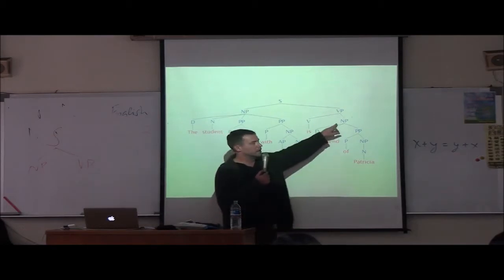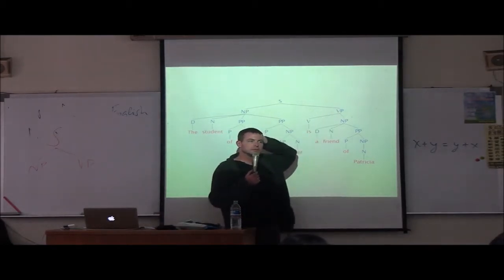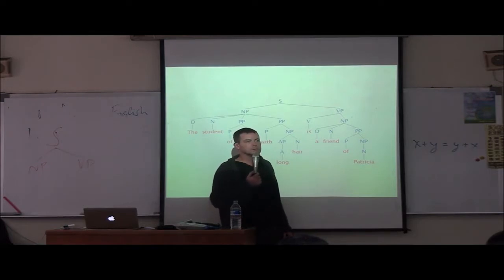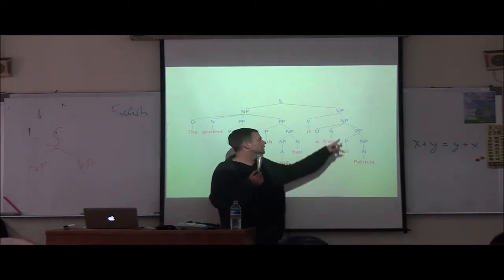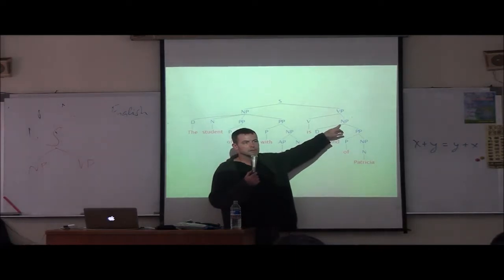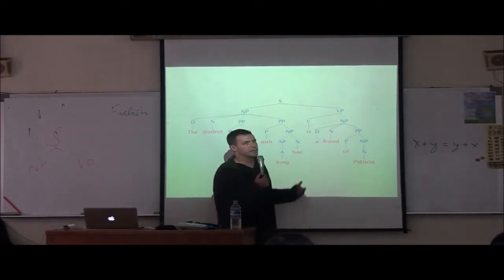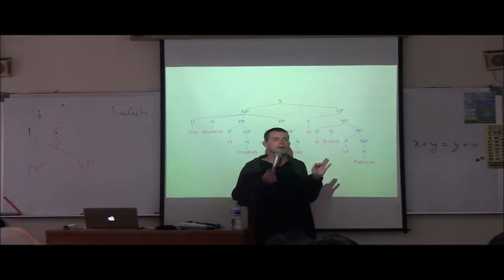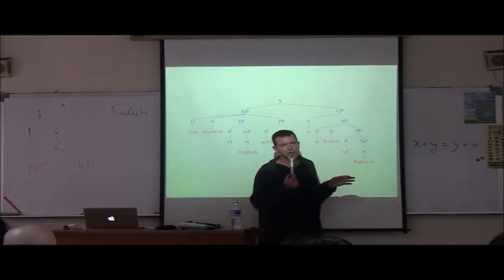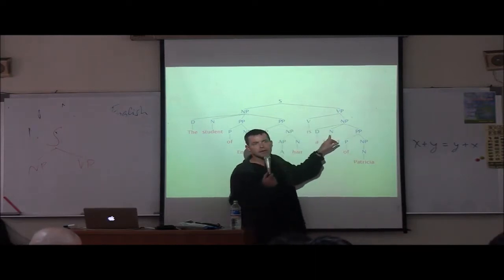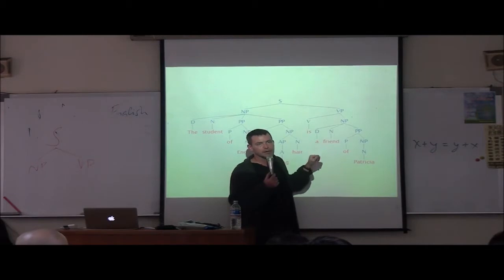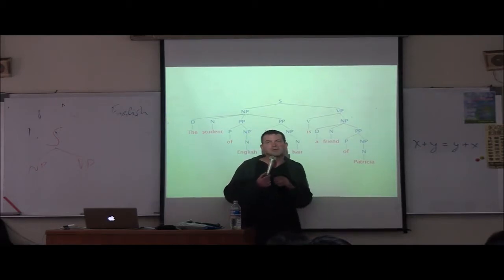Karen, how many adjuncts are in this phrase? Which one? None. Okay. A friend of Patricia with long hair. Okay. A friend with long hair of Patricia. Okay. You can't separate this phrase from the head because it's a complement. And as I mentioned before, if you have a PP in English that starts with of, you can bet it's a complement. If not, you can bet it's an adjunct.